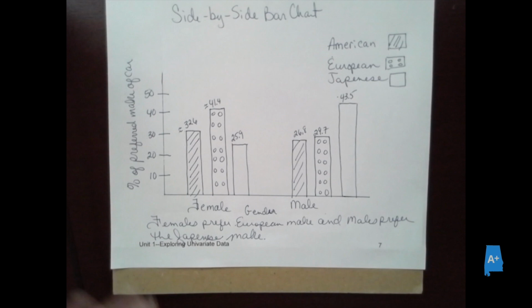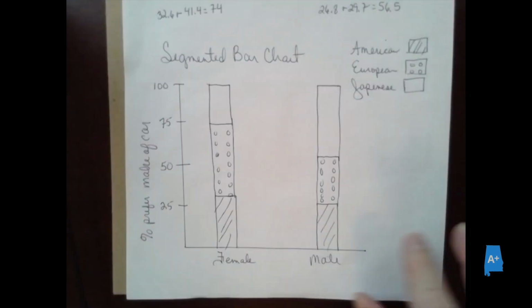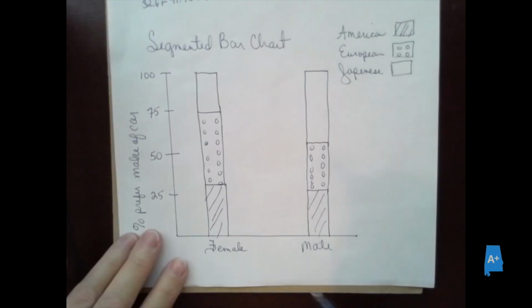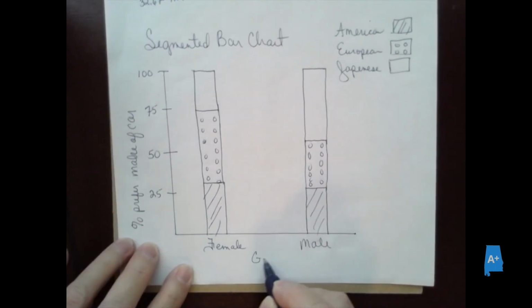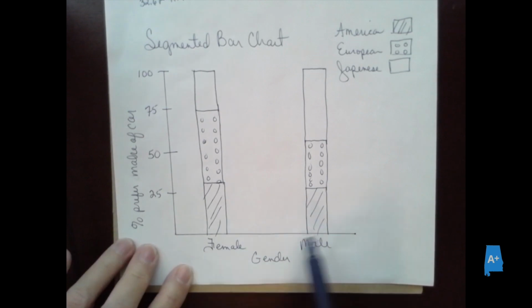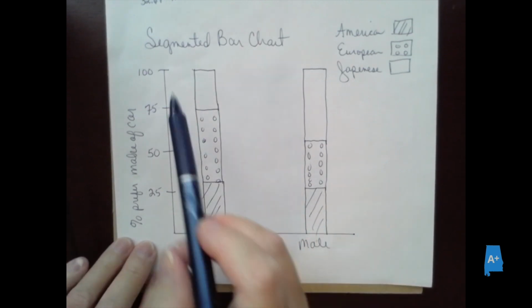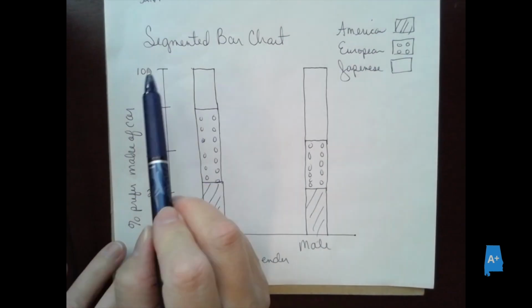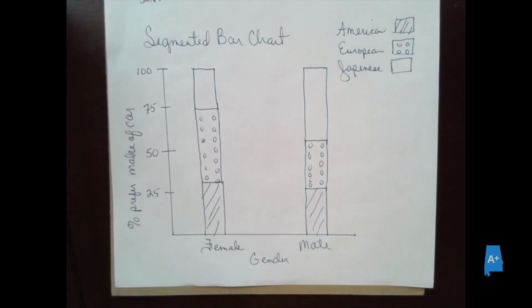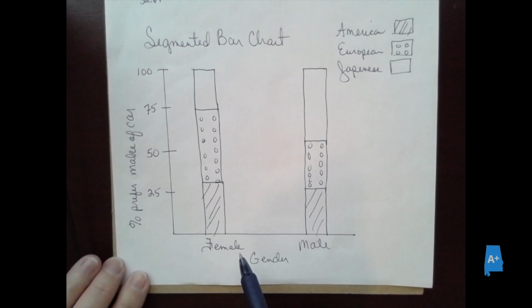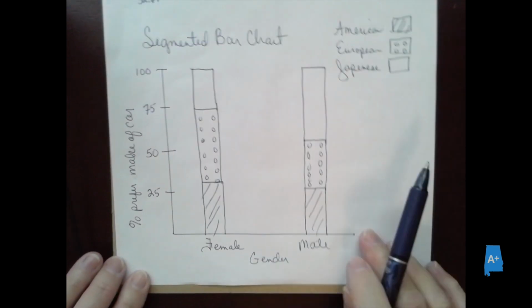So I'm going to show you my segmented bar chart so you can see what it looks like. And I need to write the word gender down here. And notice that I have female and male just like I did before. But in every segmented bar chart, it must go up to 100 because what you're saying is I'm stacking all the different parts on top of each other. And when I stack the different parts, I should get 100% of the females or 100% of the males in this case, right?